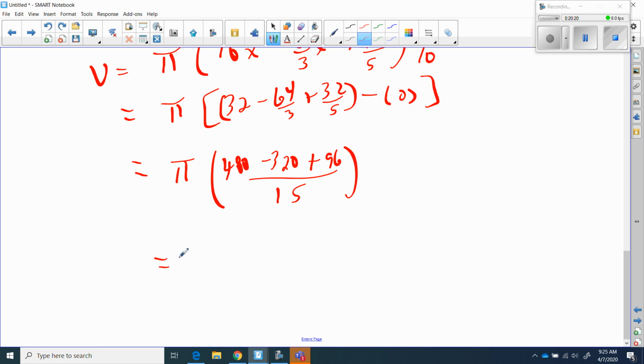And we will end up with a total of, so 480 plus 96, 256 pi over 15 cubic units. I don't know if that reduces or not, but I don't have my calculator in front of me. I'm just doing it on my phone, so if that reduces, you would reduce it. Okay, so that is semicircles.